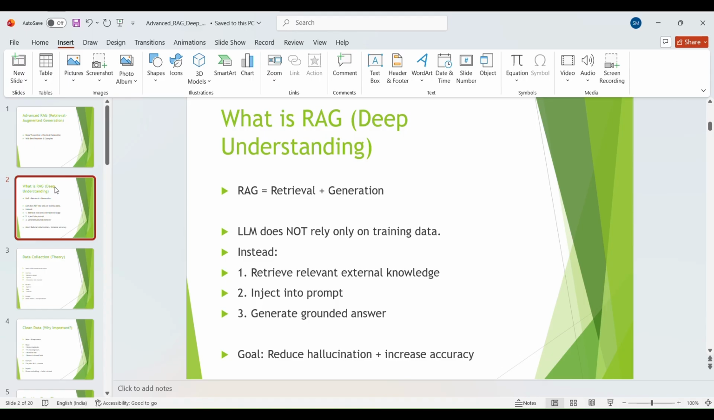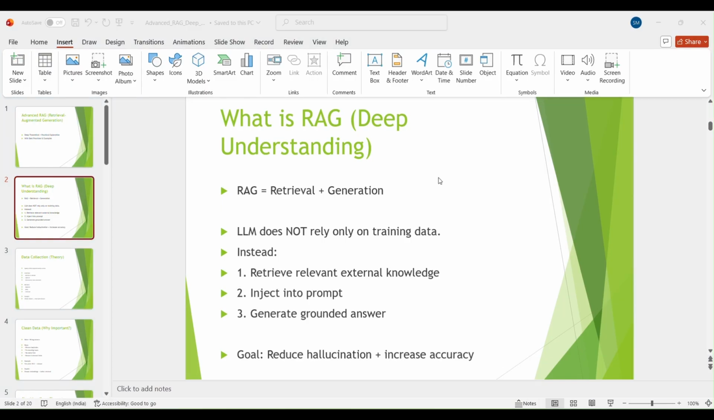You will store everything in either CSV, a Word format, or a PowerPoint file, whatever it is. RAG gives us a property so that we can integrate our LLM with our own data. That LLM will be integrated with our data and respond accordingly. Suppose we have any query related to our data, that will be fed to the LLM, and then the LLM will give us a response according to that only. So the LLM doesn't rely only on training data. Instead, it retrieves relevant external knowledge, injects it into the prompt, and generates grounded answers.